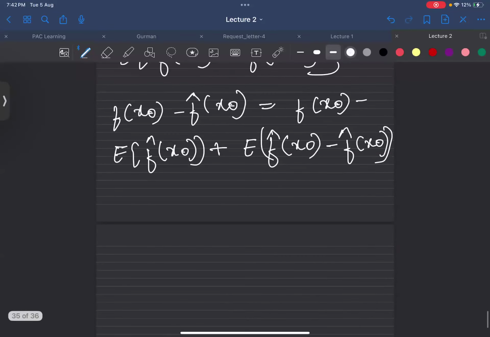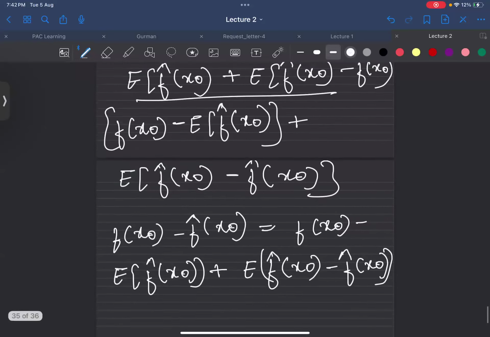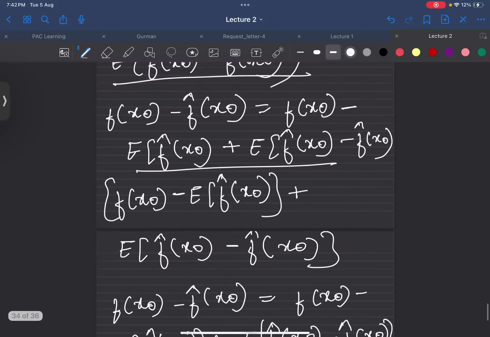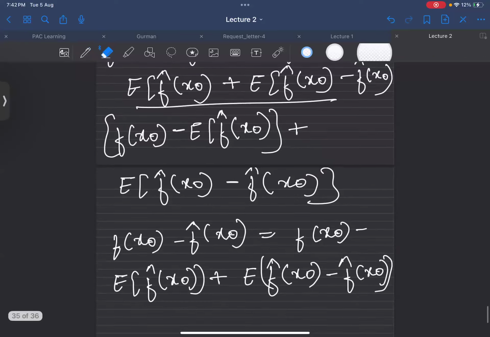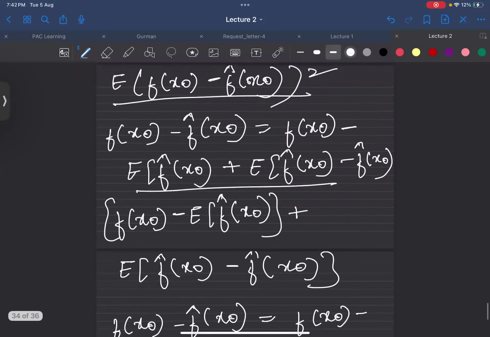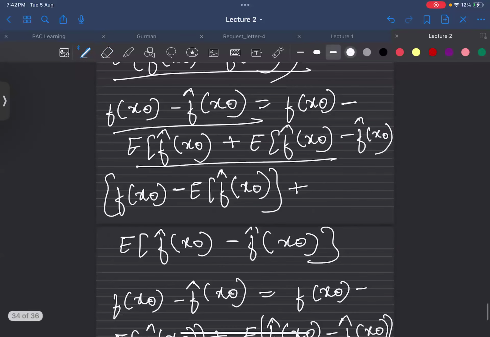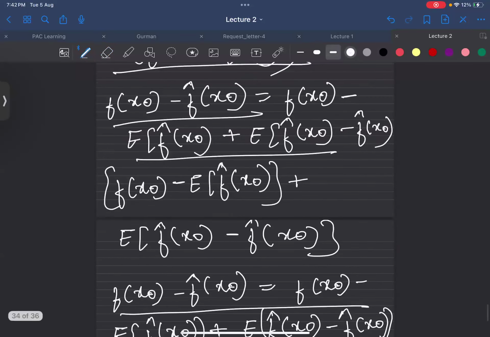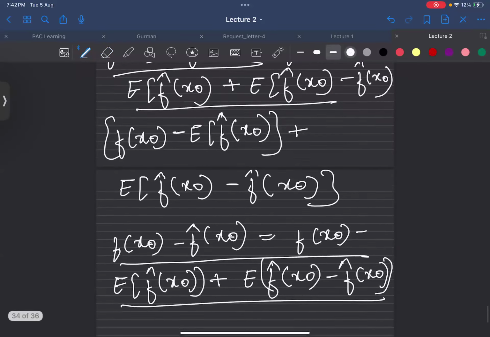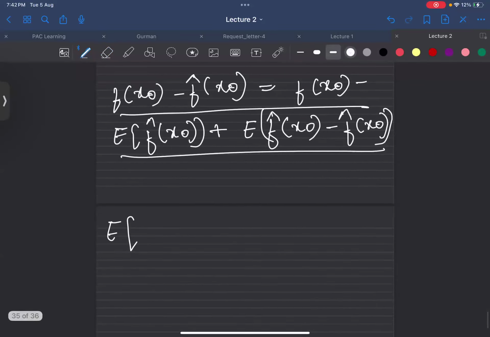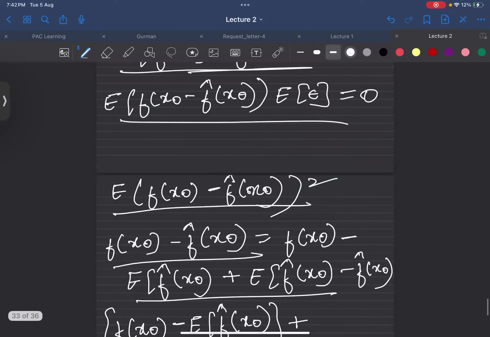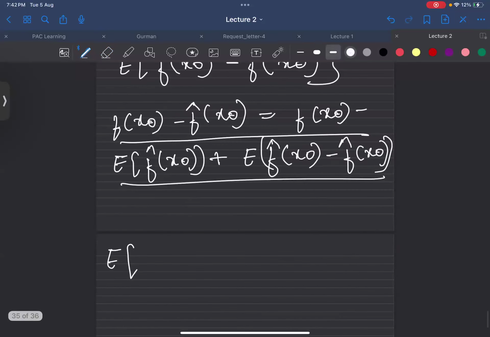Ma'am, can you please scroll upwards once? Yes. Nothing new, I have written the same thing, just the right-hand side. This is what we started from. Now f(x0) minus this is the same thing. Because it was expectation and we want the square, now I'm taking the expectation and taking the square on both sides. I'll come once again to this derivation. Don't worry.